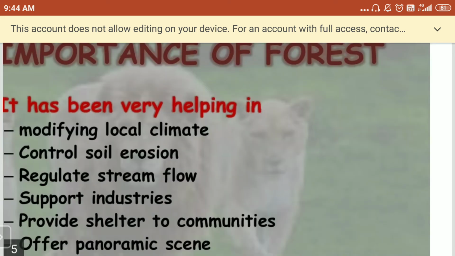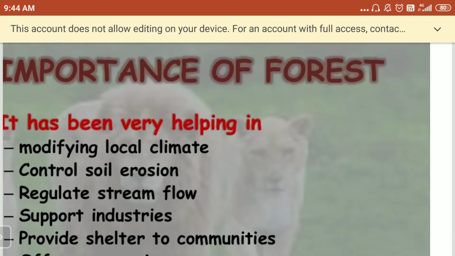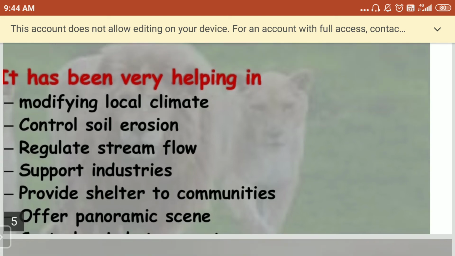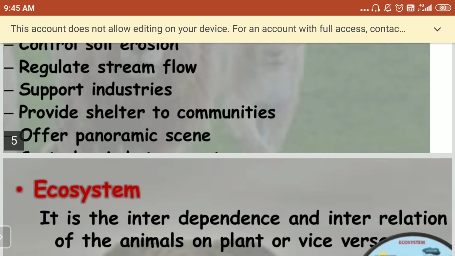So here is the importance of the forest. Why are forests very important? They help in modifying local climate, controlling soil erosion, regulating stream flow, supporting industries, providing shelter to communities, and offering panoramic scenes. They even help us provide additional plants. They provide habitat for human beings also, such as the tribal people. Yes or no?